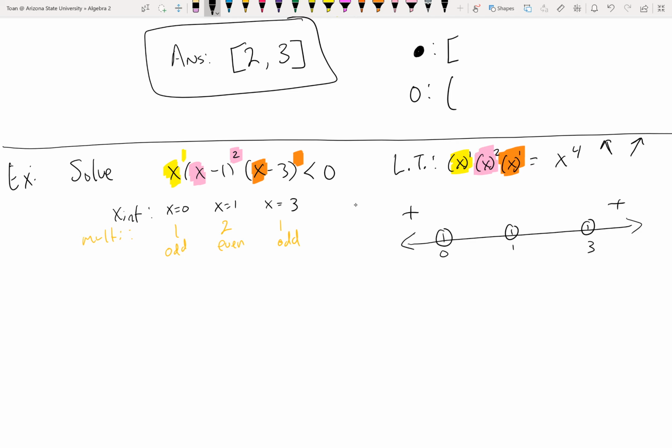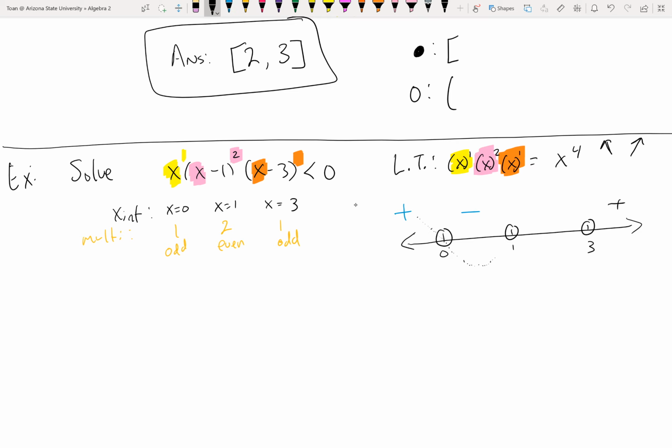If I were to imaginary trace the graph, I hit the x-intercept of 0. Since the 0 has an odd multiplicity, that means he's going to cut through. Well, if he's cutting through, that means this guy here will be a negative number. Actually, let me use a different color here. Right here, so plus, negative here.